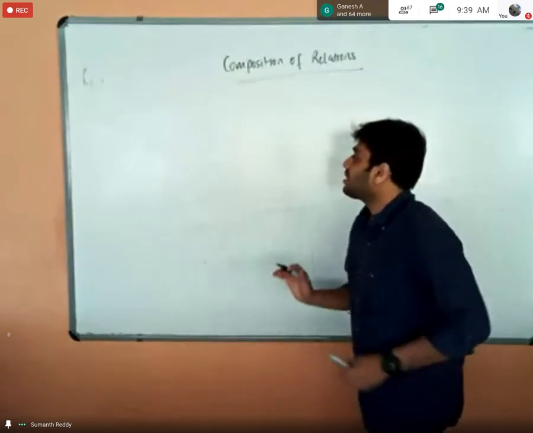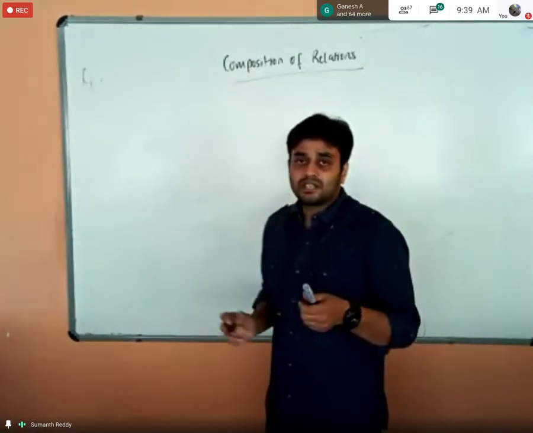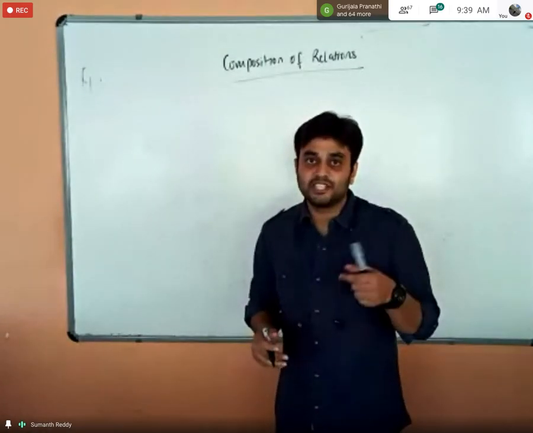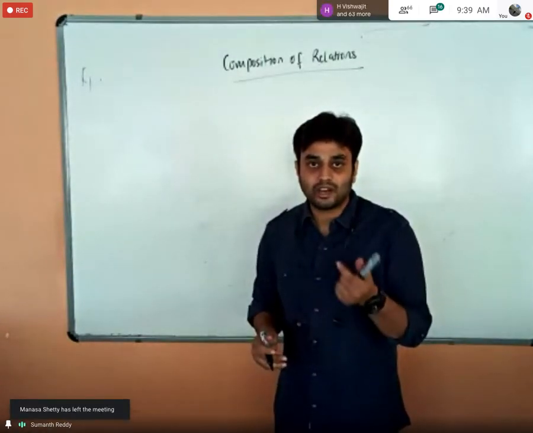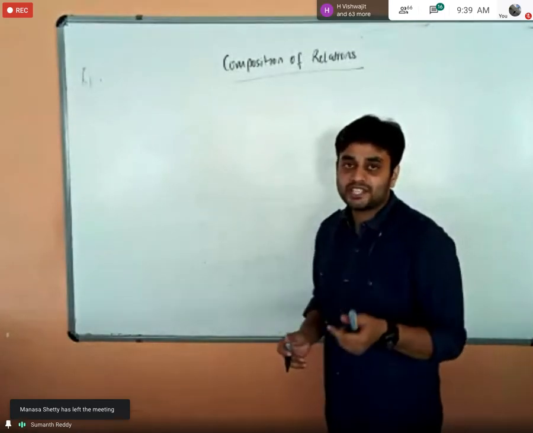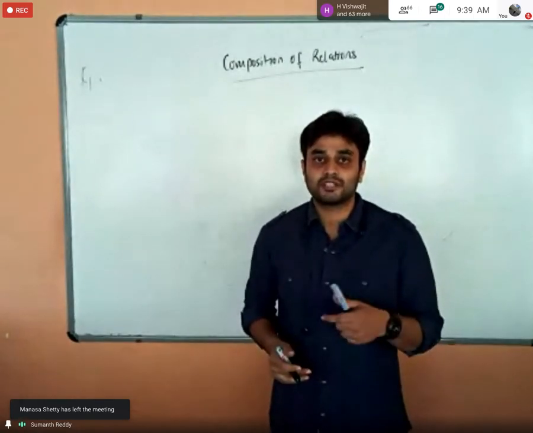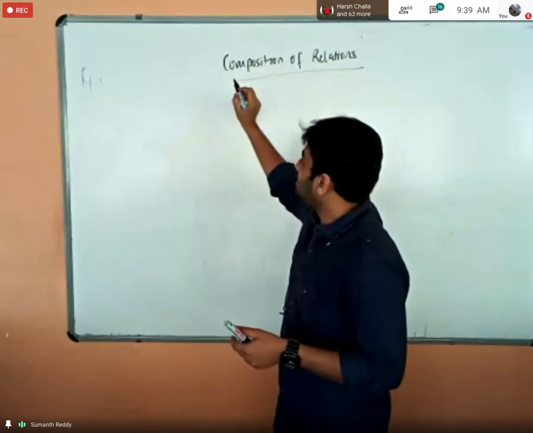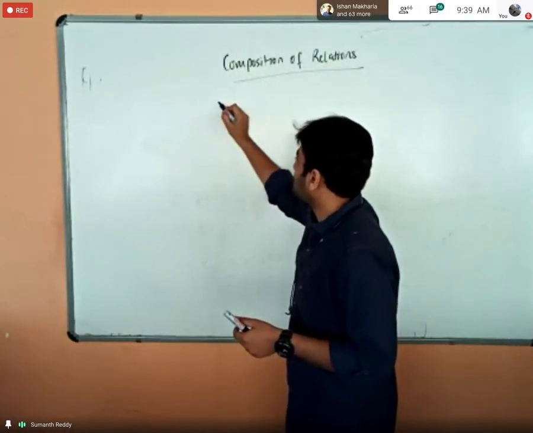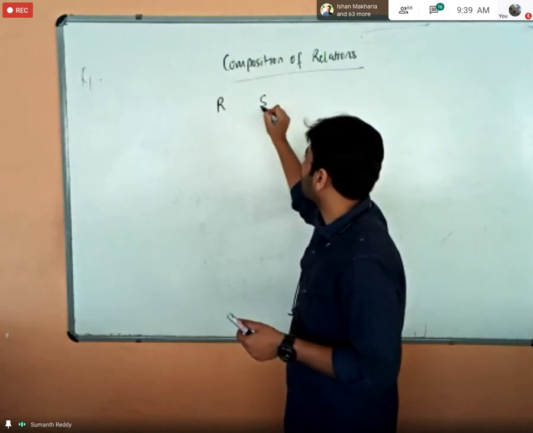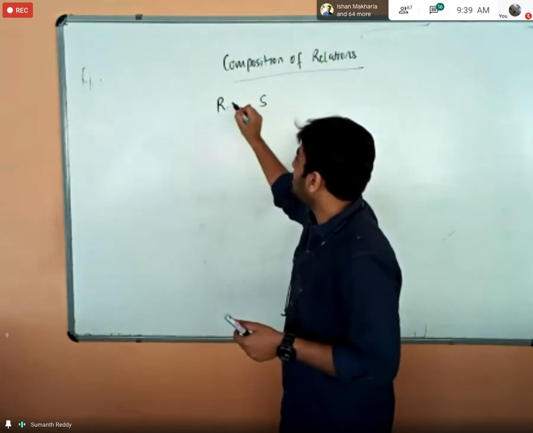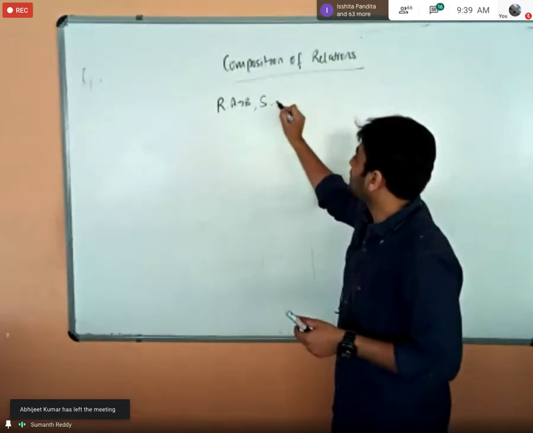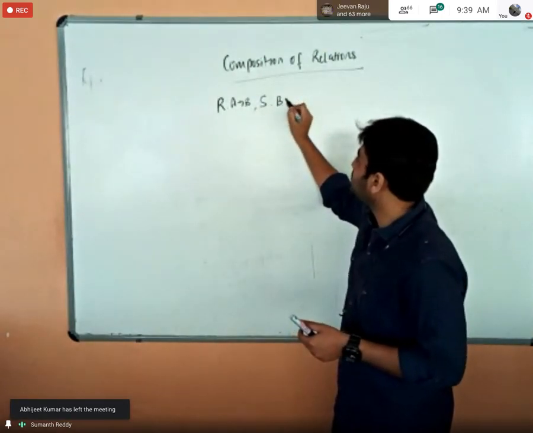problems. Now you already know that the relation will be between the two sets, and you cannot include the elements into the relation, but you have to include only the ordered pairs, because the relation is a subset of the Cartesian product. We have discussed all these things. I'll just give an example. Say R and S, these two are relations, and assume that R is a relation from A to B, and similarly, S is a relation from B to C.